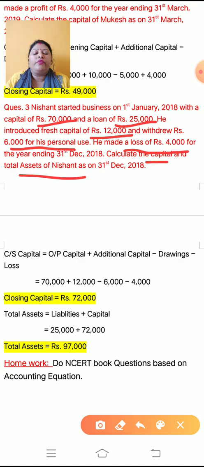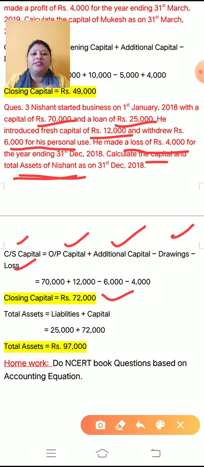So children, first you have to find out closing capital. So closing capital formula I already told. Opening capital plus additional capital minus drawing, and here loss is given, so subtract the loss. Okay. So closing capital amount is 72,000. Now you have to find out the total assets also.